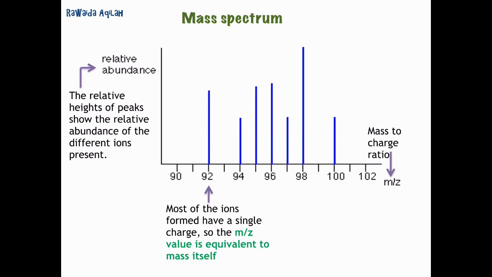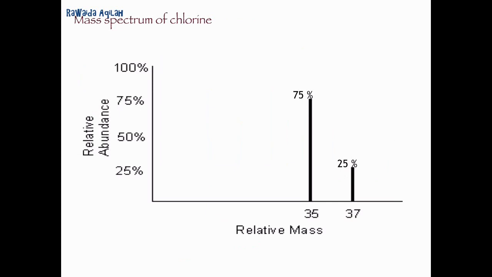A mass spectrum contains relative abundance on the y-axis, which shows how many of that ion is present, and the M/Z ratio, which shows the mass of the ions. And since most of the ions formed have a single charge, the M/Z ratio is equivalent to the mass itself. This is the mass spectrum of chlorine.